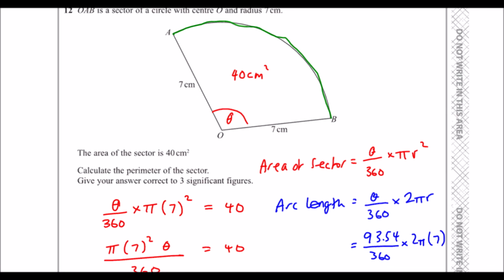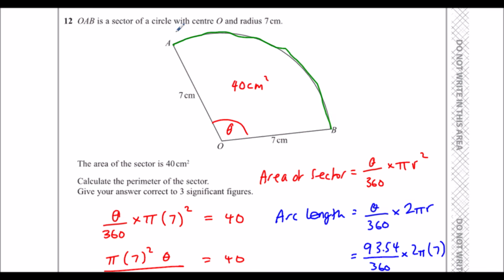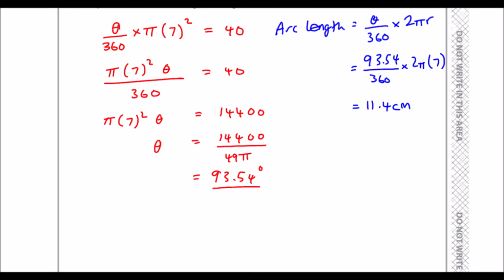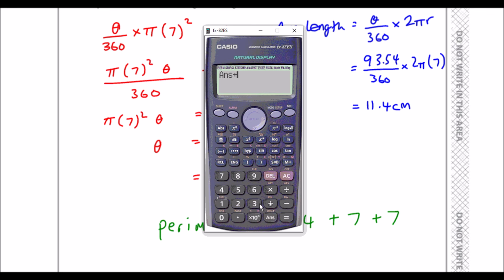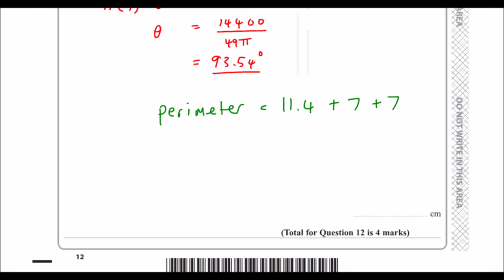That's the arc length, that green arc there. We want the perimeter, so that's the arc length plus 7 plus 7. So the perimeter is 11.4 plus 7 plus 7, which is 25.4. So we've got 25.4 centimeters.